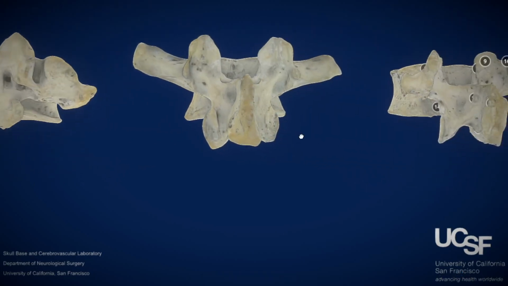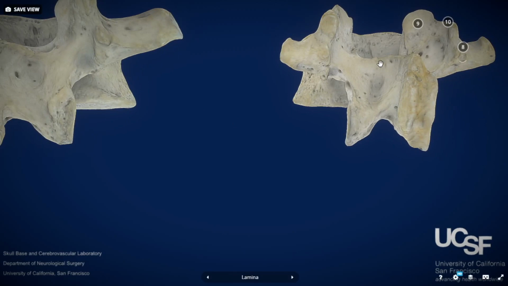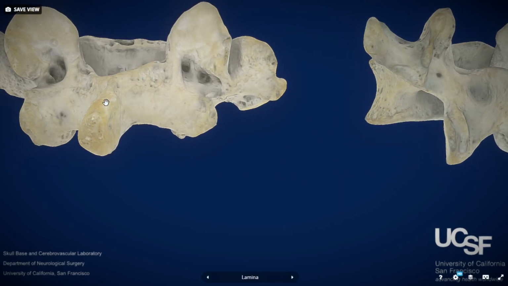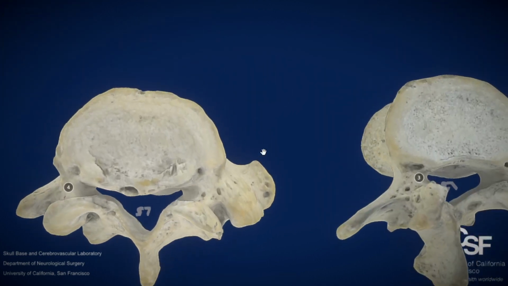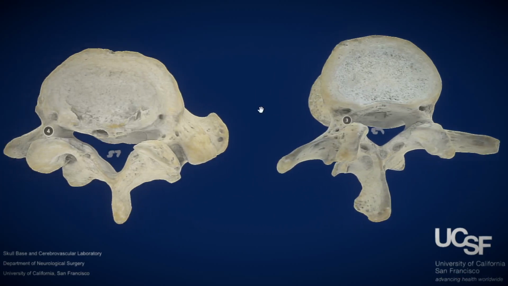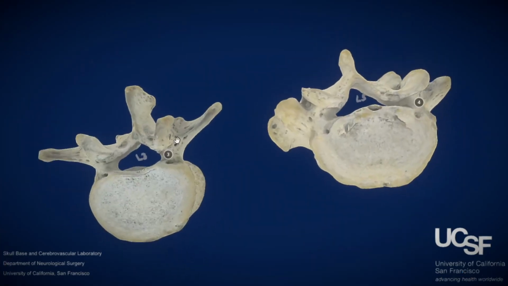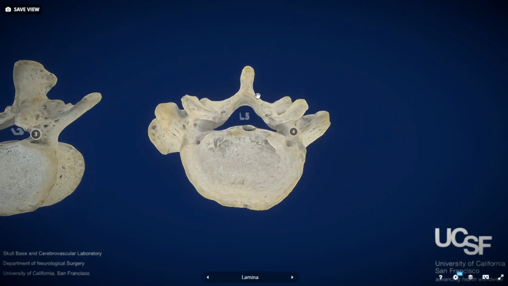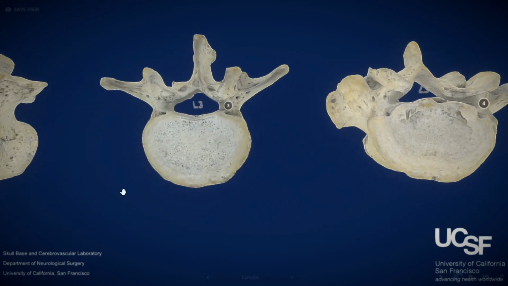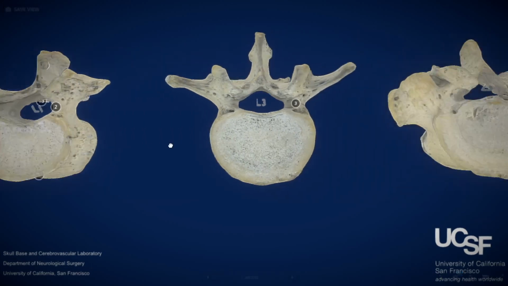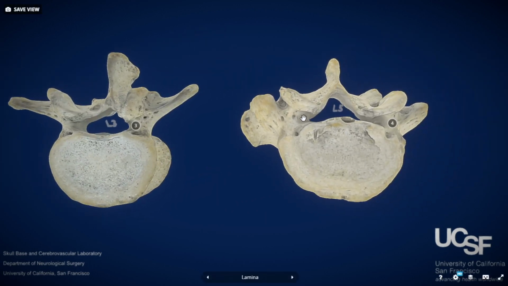We see also how this changes from a more vertical orientation to a more horizontal orientation in lower vertebrae. From a superior perspective, we see the vertebral foramina. Let's change the view a little bit here to appreciate better the shape. The lumbar vertebral foramina are triangular in shape, although they're somewhat more rounded in the upper lumbar vertebrae and more triangular in the lower lumbar vertebrae.